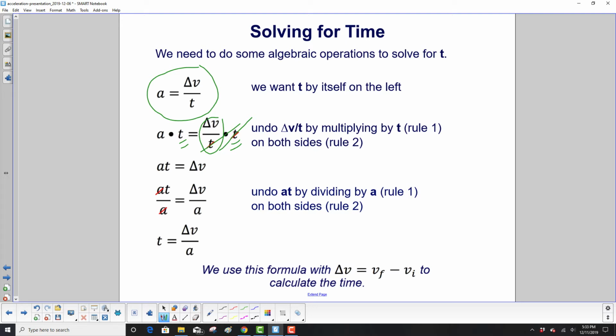Well, time is still with somebody. It's with acceleration now. So we want to undo multiplication. So we'll undo that by dividing the left side by A. And since we do that to the left side, we have to do the same to the right. A's cancel on the left, and we have T is equal to delta V, change in velocity over A. We will use this formula here with delta V equal to VF minus VI to calculate time.